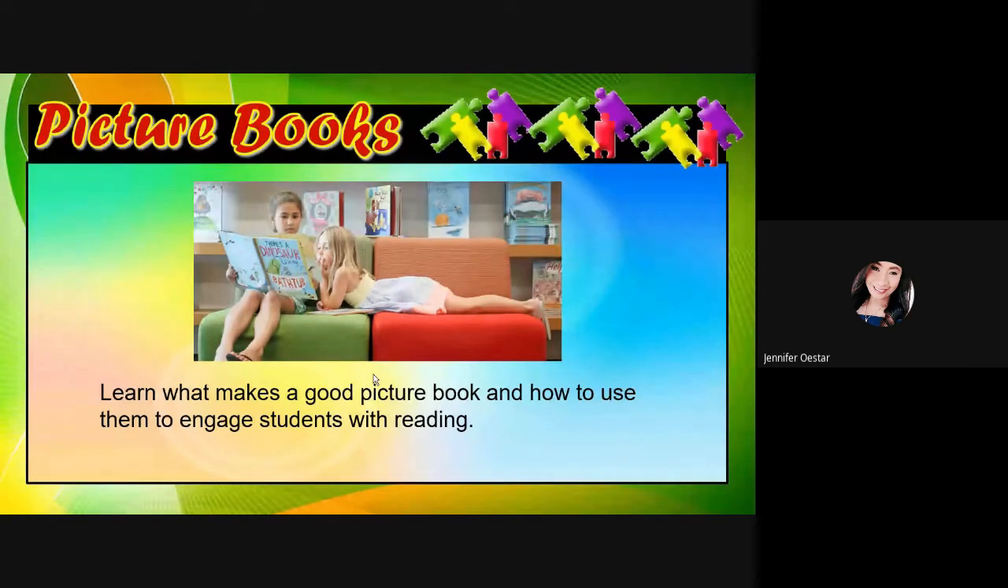Who wants to answer? What are those sample ages wherein kids enjoy picture books or love reading picture books? Okay, Isgera, you raised your hand? 3 years old po, ma'am.